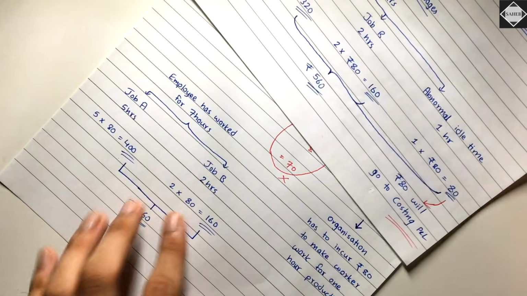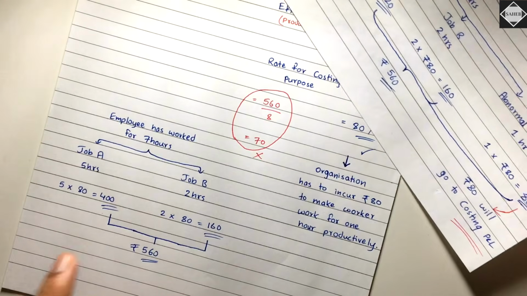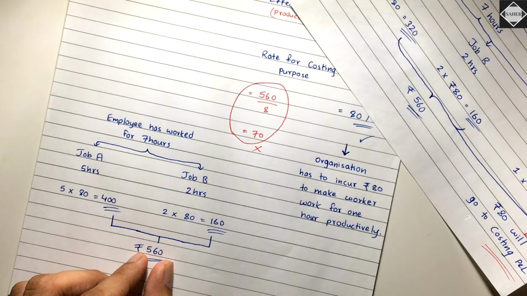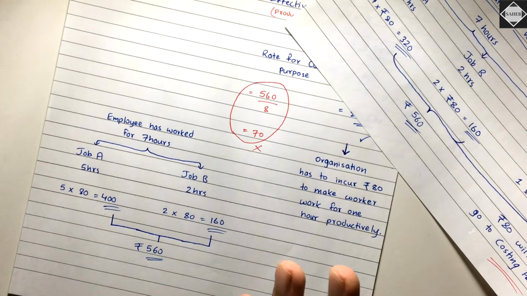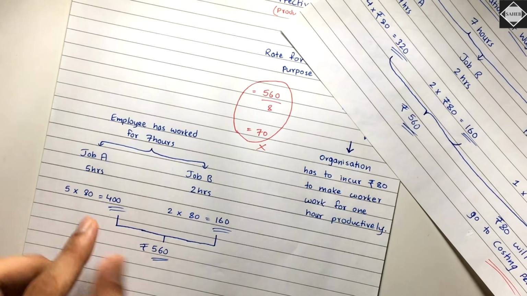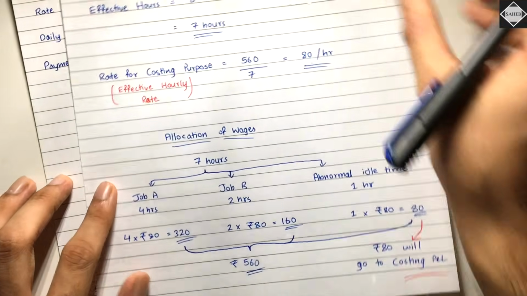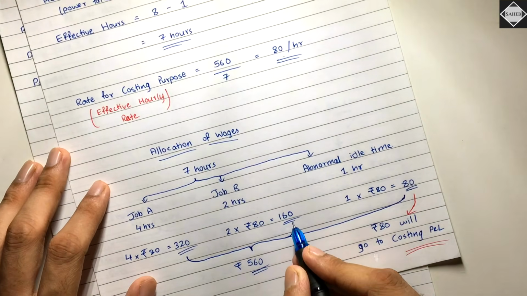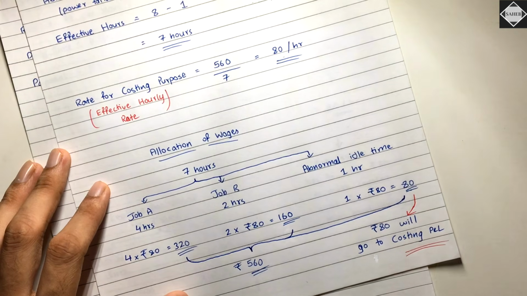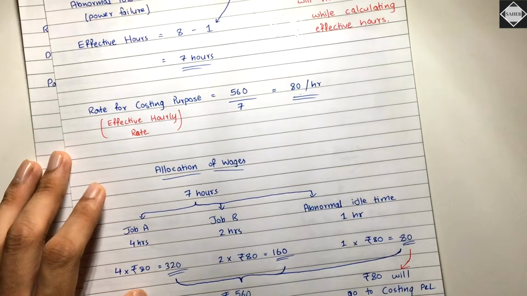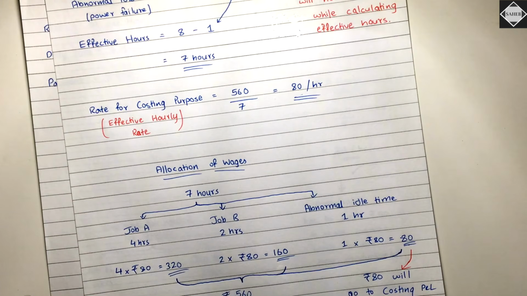Here, in the earlier case, the entire 560 was recovered. There was no abnormal idle time. Entire 560 was recovered: 400 from job A customer, 160 from job B customer. Here it's not like that. Here only 320 and 160 was recovered. Remaining 80 went to costing profit and loss. Is it clear? The entire logic has been taught to you in this video. So I hope you have understood this crystal clearly. Okay, fine. So that's all for this concept.